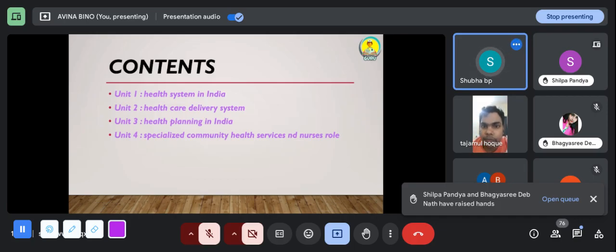And coming to unit 2, you need to study about the healthcare delivery system. And unit 3, health planning. There are 5 year plans, so you should know about the five year plans in unit 3. And unit 4, community health services and nurse's role.